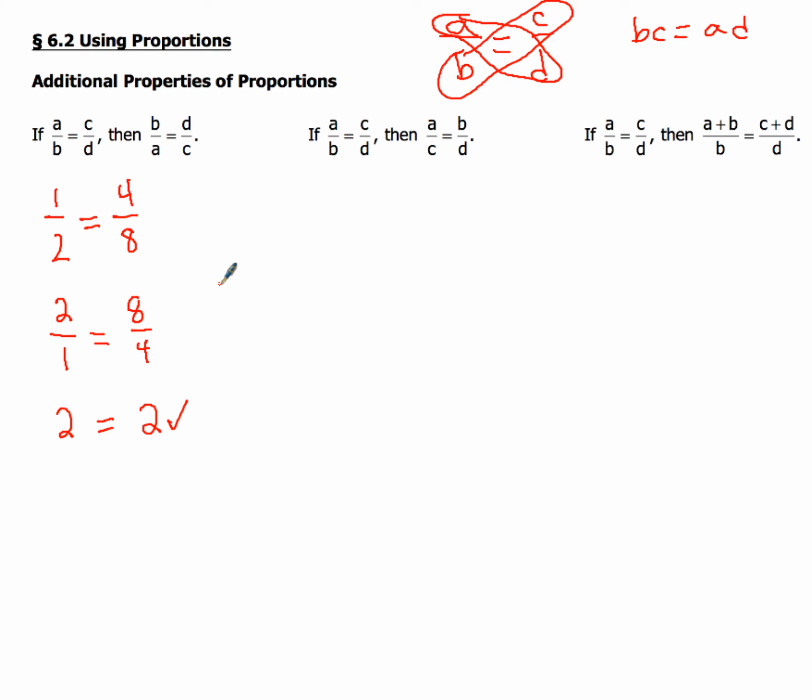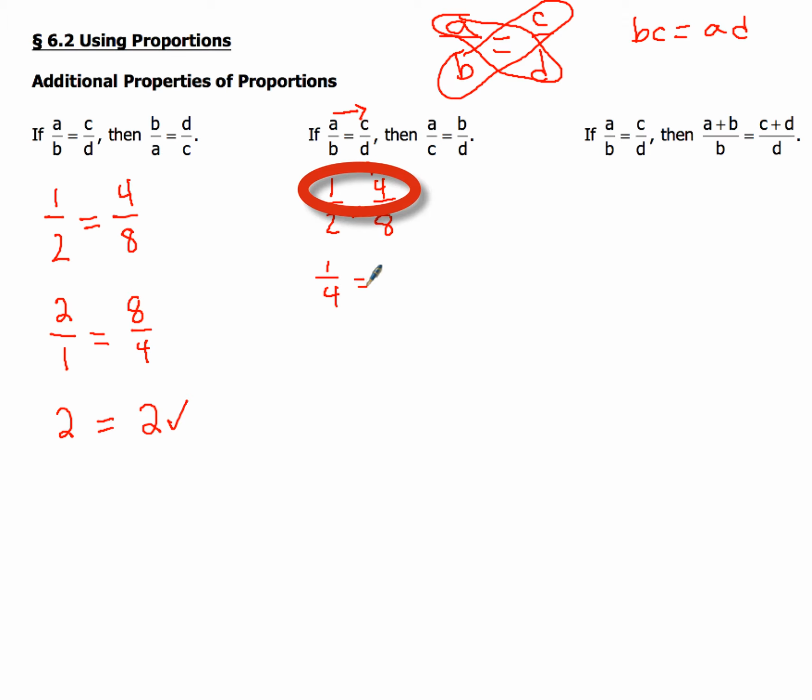Just flip them. Now in our second property of proportions, instead of taking the reciprocal of each fraction, we're going to look going across. Where we have A in the numerator and C in the numerator, we're going to take those two and make a fraction out of them. So again, we'll use 1 over 2 equals 4 over 8. If I go across, I'm going to have A over C, which means I'm going to have 1 over 4.